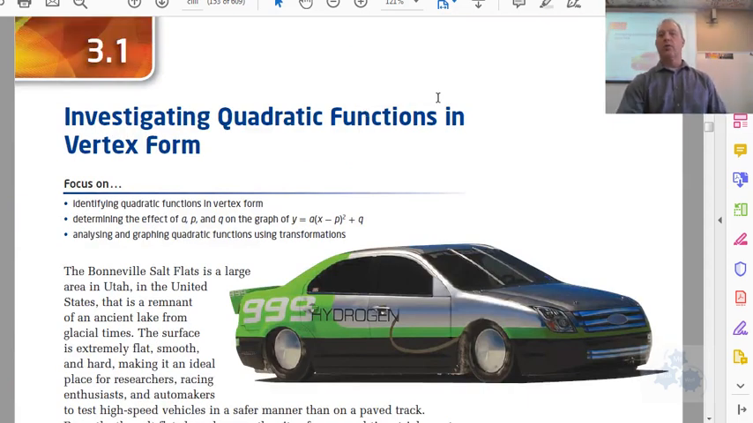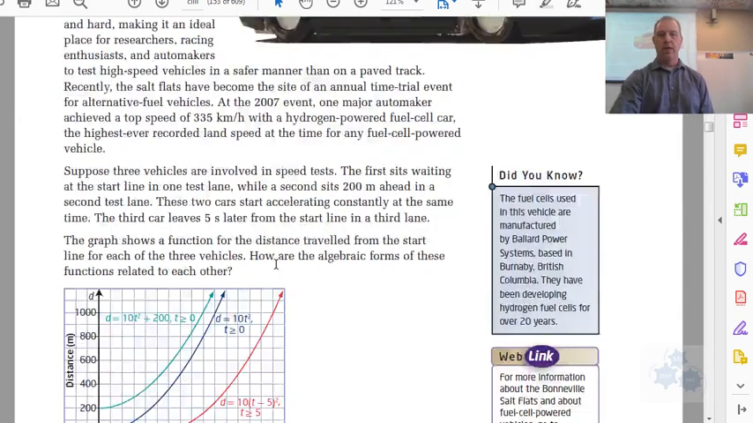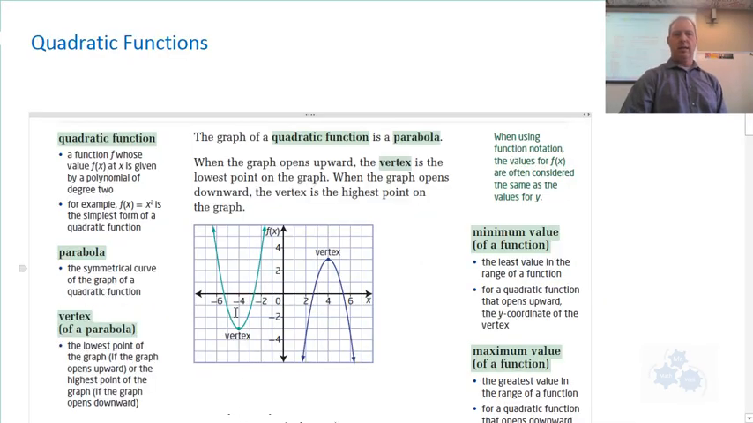So 3.1 is where we want to focus here, and we're investigating quadratic functions. I mentioned already that the simplest quadratic function really is y equals x squared. And that y would represent the area, let's say, for a square that has dimensions x by x. Okay, y equals x squared. So we're going to look at the vertex form of a quadratic function today, and we're going to explore the parameters that you see in the vertex form. All right, so let's get over to the notes.